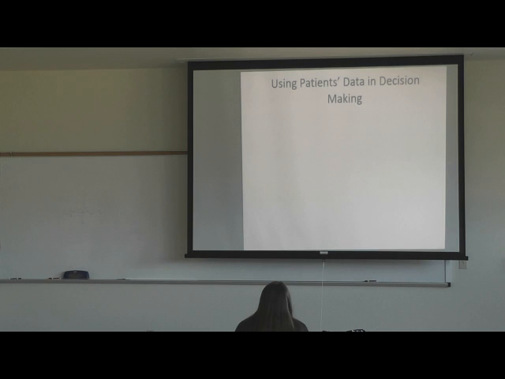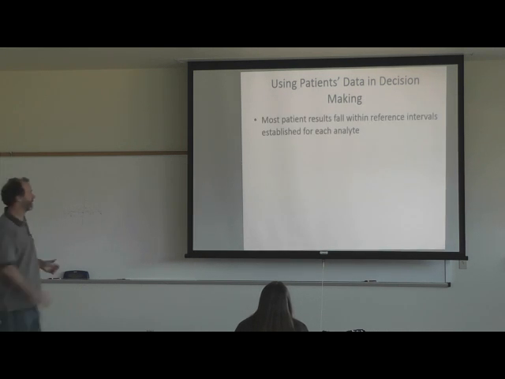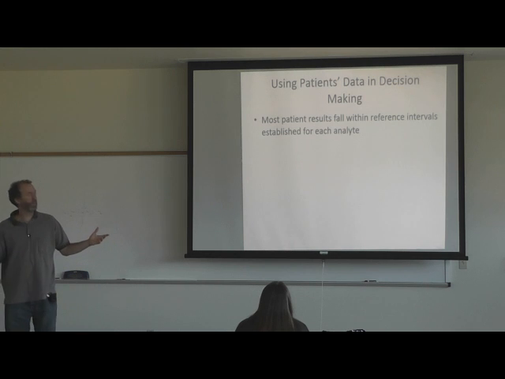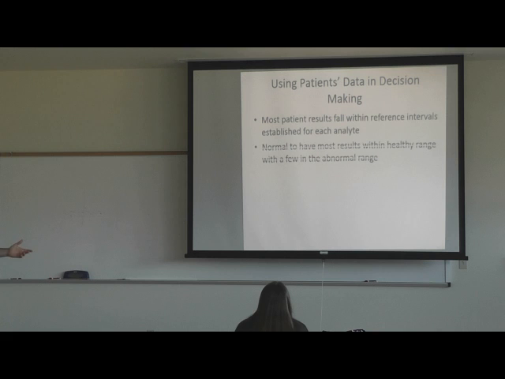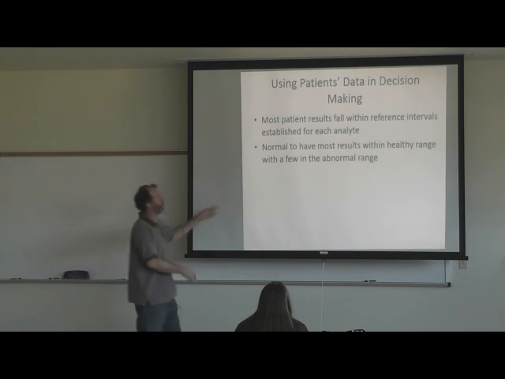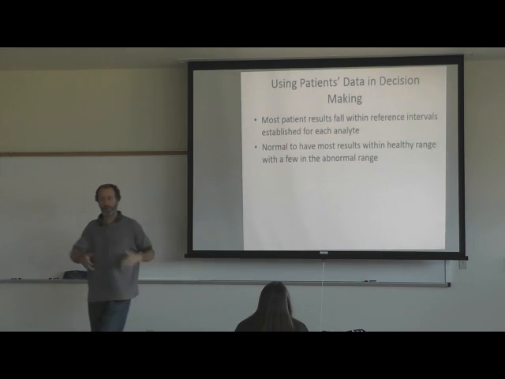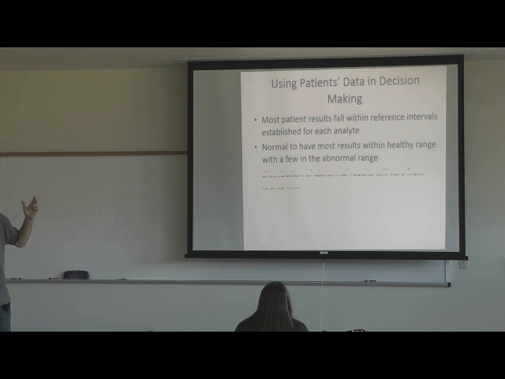So using the patient's data in decision making, most patients' results fall within the reference intervals established for each analyte. I think I touched on this a little earlier. It's normal to have results within a healthy range with a few out of an abnormal range, but if all of a sudden we get a bunch of abnormal results, that should have you look at your equipment, or contact the CDC because you got some outbreak of something.